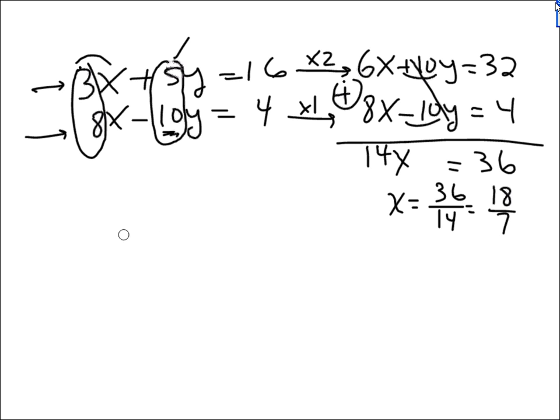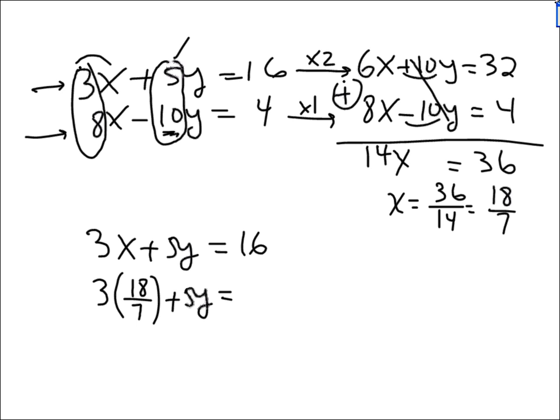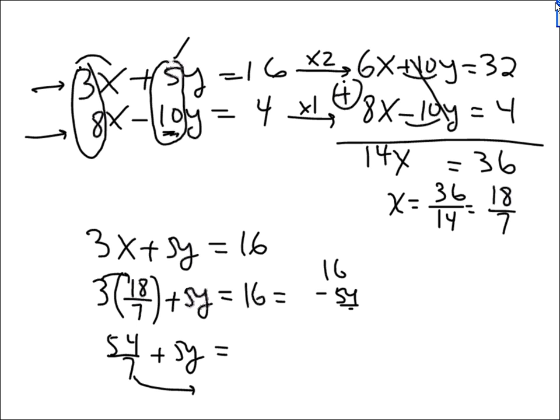Okay, so we have x, and we go back to an equation that has y's. Say the first one, 3x plus 5y is 16. I know what x is. It's 18 over 7, so 3 times 18 over 7 plus 5y equals 16. Now, this is 54 over 7 plus 5y. Now, you should anticipate bringing that to the other side. So you'd love to have it subtracting. That is, you're going to have to do 16 minus 54 over 7.